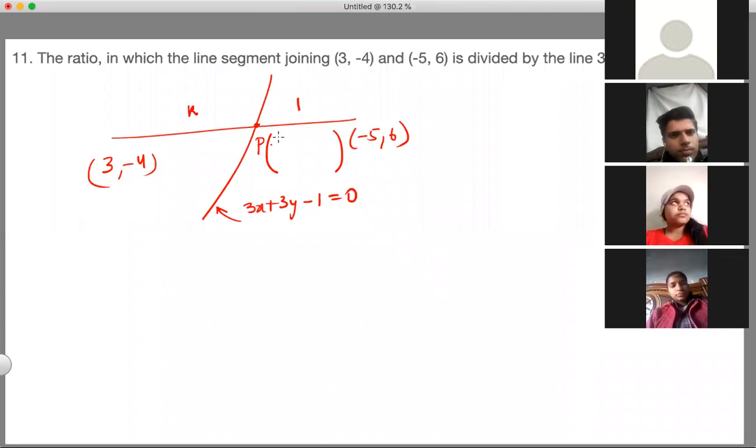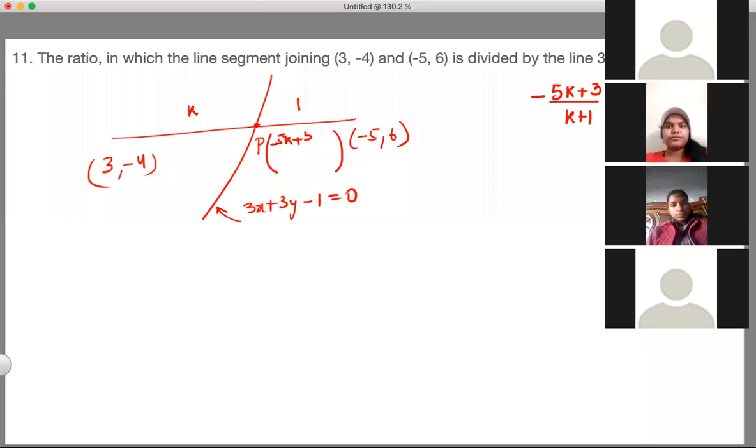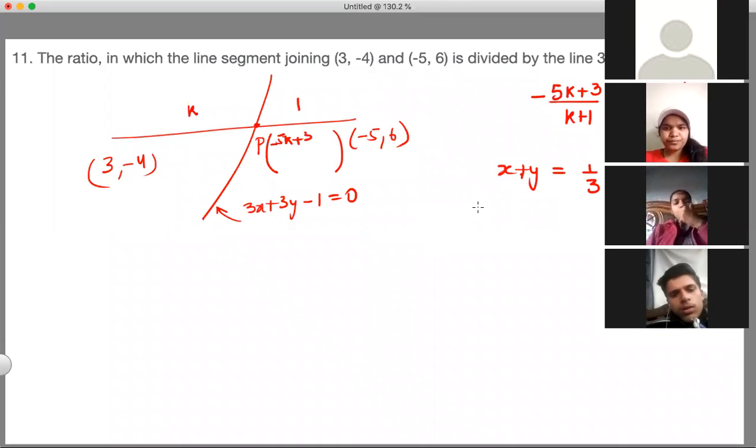Okay, तो क्या होगा? (-5k plus 3) by (k plus 1), and (6k minus 4) by (k plus 1). Right? Now this we have to put in this equation. Okay, so I'll just rewrite this equation slightly differently. Is equal to 1 by 3, so that my calculations are easier. Right? Now I'll put the value of x and y here. So I will get -5k plus.